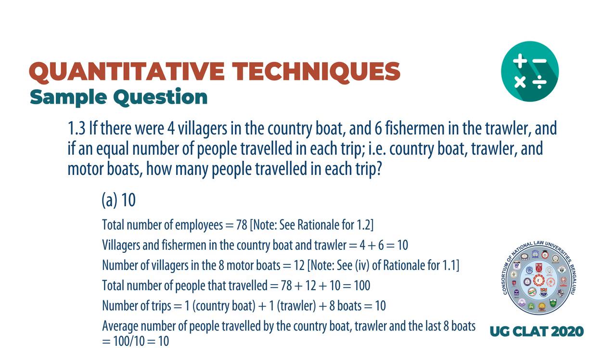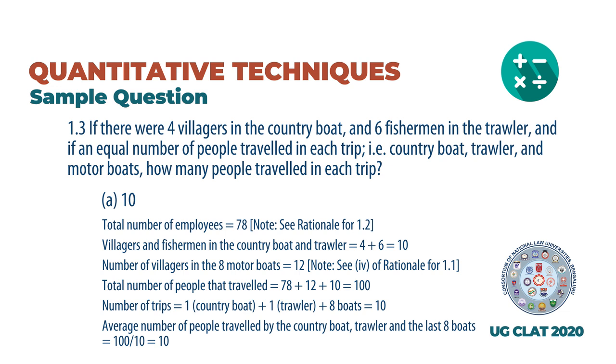The total number of employees is equal to 78. This is taken from the rationale from the previous question. Villagers and fishermen in the country boat and trawler is equal to 4 plus 6, which is equal to 10. The number of villagers in the 8 motorboats is equal to 12. This is as per calculation 4 of the previous question.